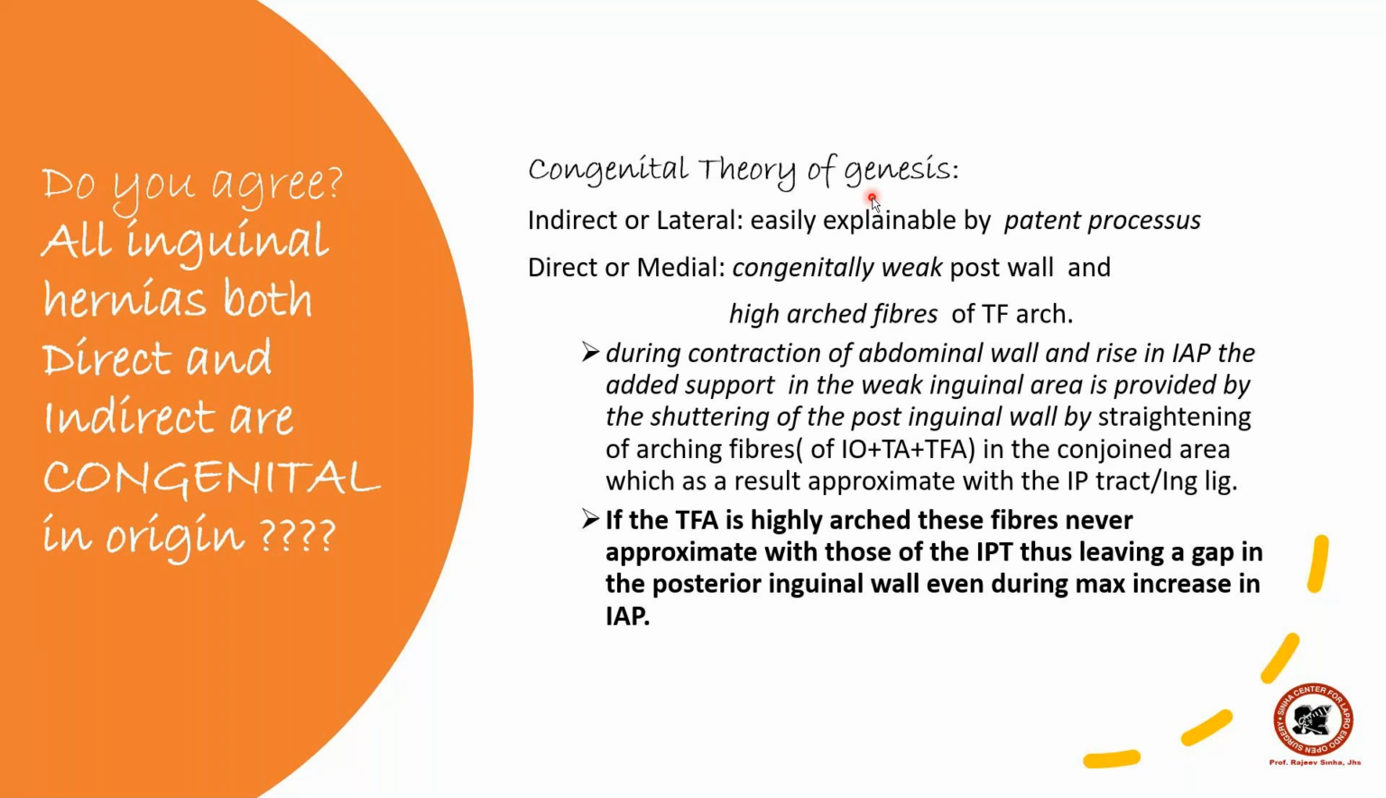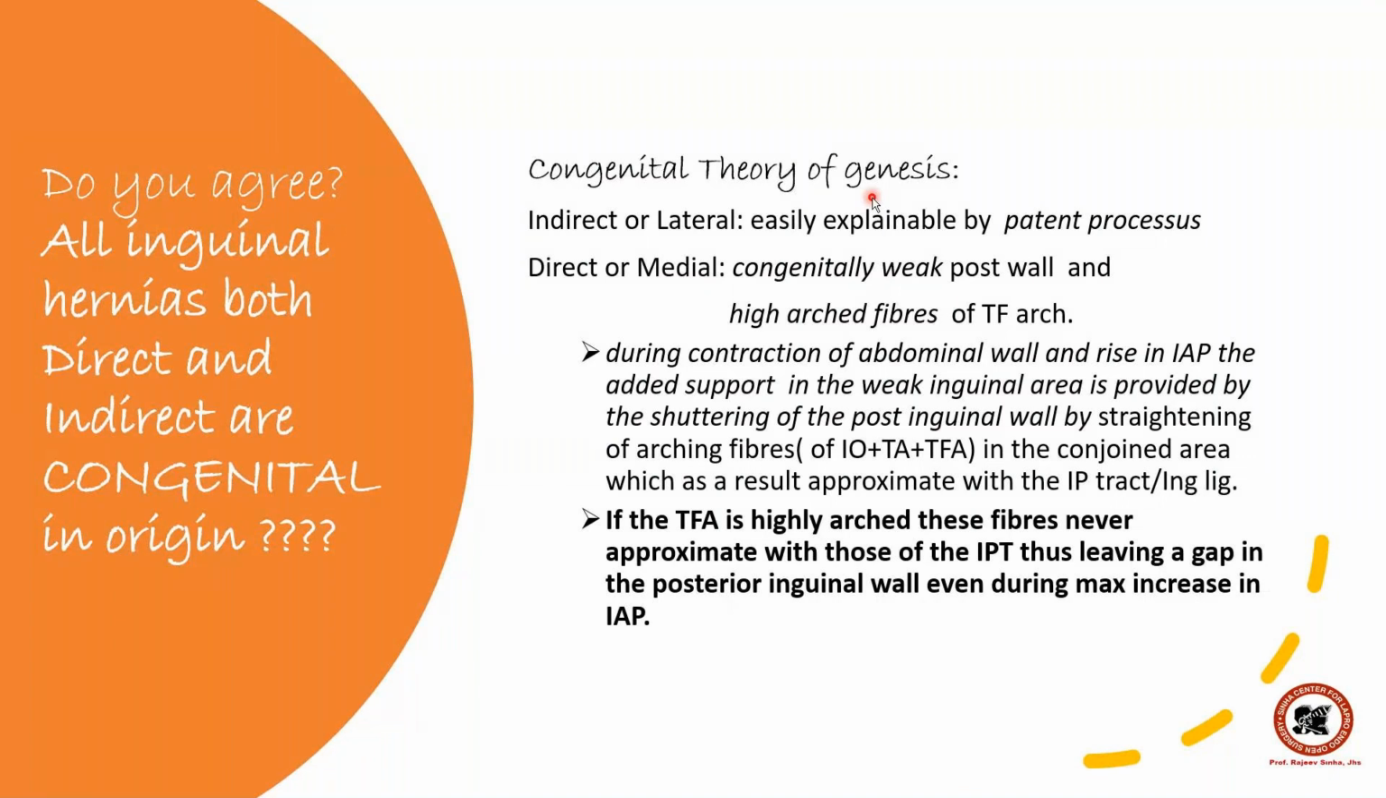We talked about the transversalis fascia. The transversalis fascia has important analogs or thickenings. Among them, the most important are the high arch fibers of the transversalis fascial arch and the iliopubic tract. So, in a patient who is increasingly susceptible, if you look at a congenital cause, we'll find that the fibers of the transversalis fascial arch are high arch fibers. So, during contraction of the abdominal wall, when these arch fibers straighten up, they should be approximating to the iliopubic tract, which they are not. So, this arching leads to a gap.